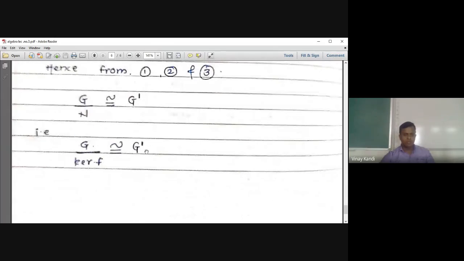Does anyone have any doubt? So G by N is isomorphic to G dash, that is, N is nothing but the kernel of f. So G by kernel of f is isomorphic to G dash, and which is nothing but the first isomorphism theorem.